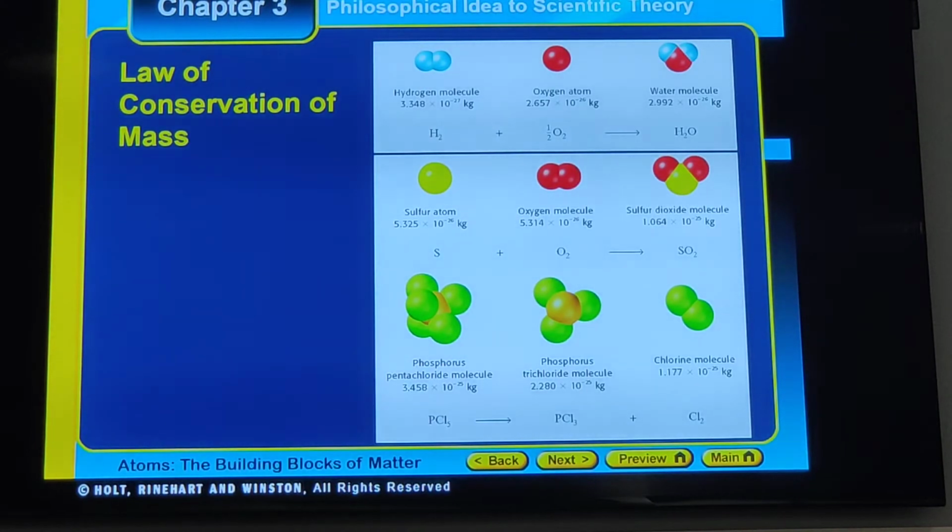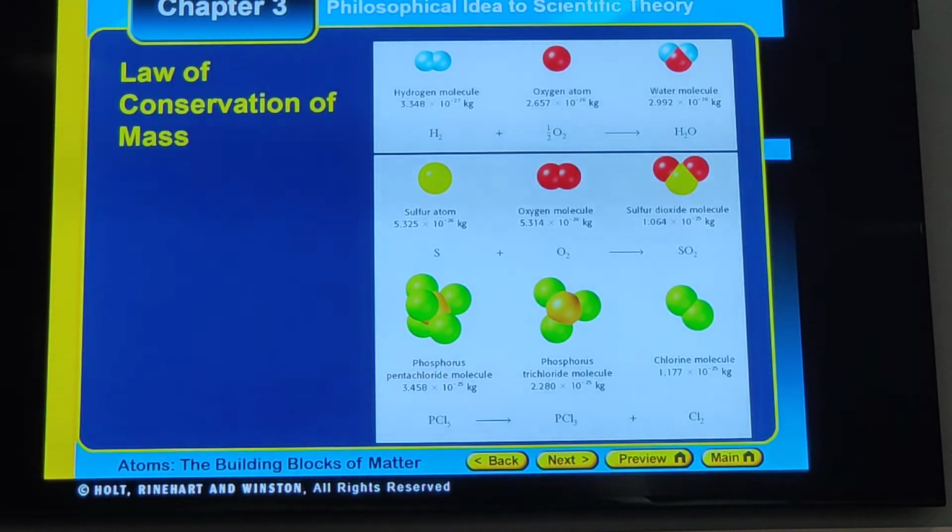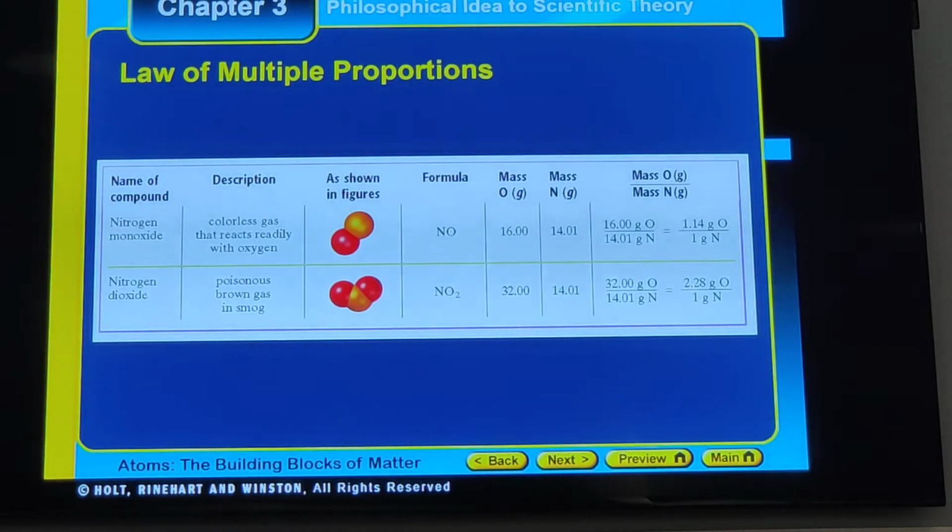Well, the log plus the oxygen weight will be exactly the weight of all these others added together. That's what it's saying. That all the mass I start with is there when it's finished burning, or whatever chemical reaction it happens to be. Okay? Law of multiple proportions.